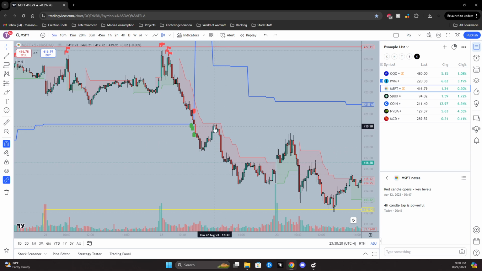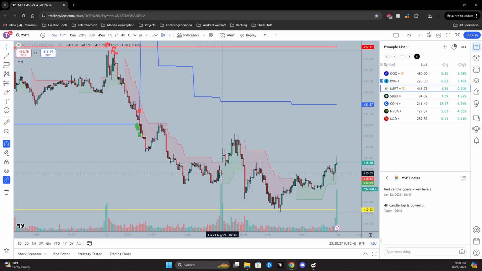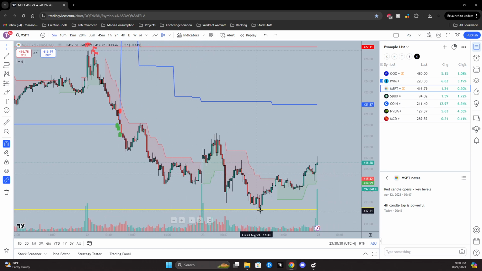Like when it's a good time to re-short. We're below the 1 hour. Where are we retesting? The 5 minute. When is it a good time to buy again? Down here at the 4 hour.